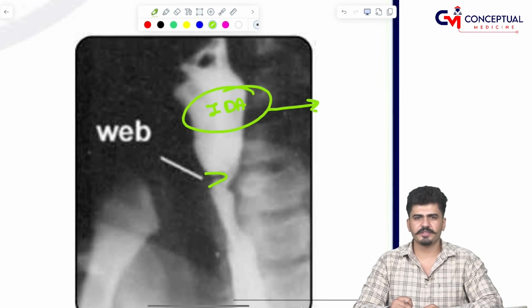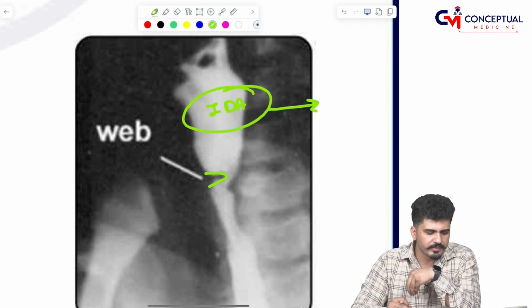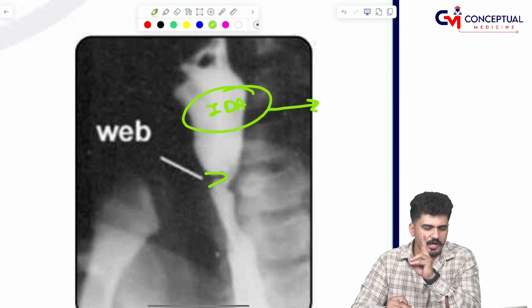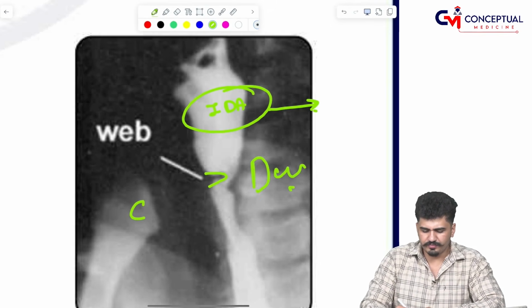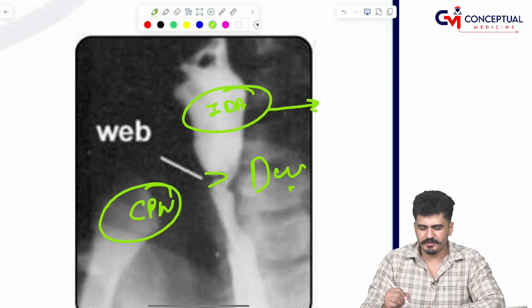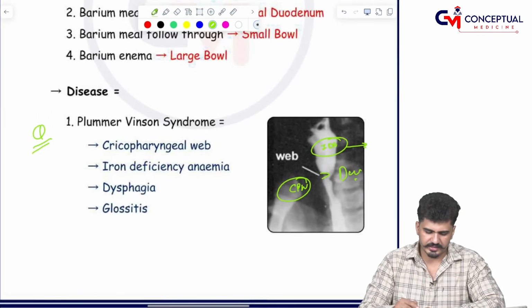So right here, esophageal web is there. Because of this web, are you able to swallow things easily? No, your answer is no. Dysphagia is also there. So cricopharyngeal webs are there, dysphagia is there, iron deficiency anemia is there, plus one more feature you can see, that is glossitis.